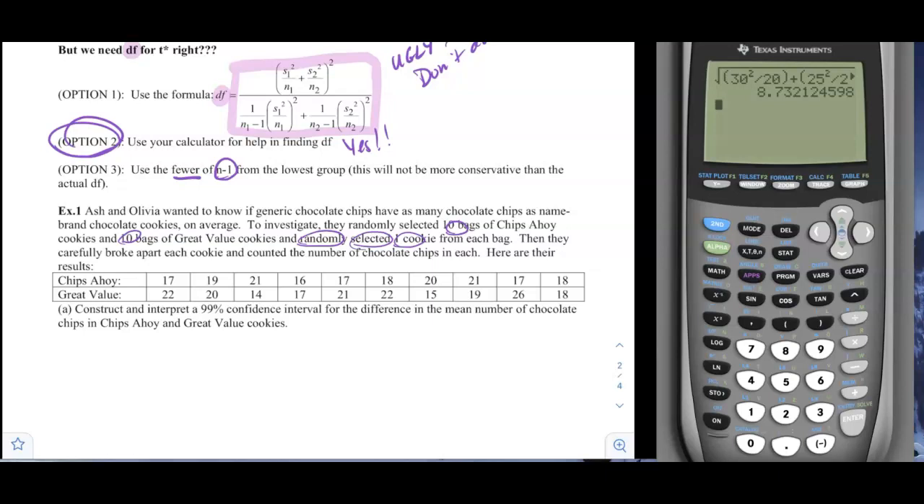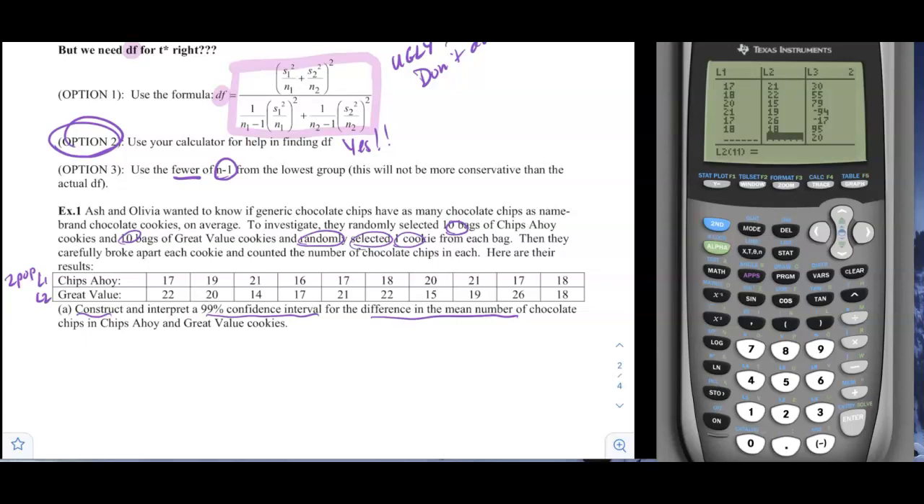Here are their results. So we've got 2 tables going on, right? Chips Ahoy and Great Value. Those are definitely 2 different populations, right? 2 populations, the ones that are Chips Ahoy cookies, the ones that are Great Value. I'm going to take a second and put this into my calculator under list 1 and list 2, and then I'll come back. All right, so you can see on my calculator screen that I've entered them both in list 1 and list 2.